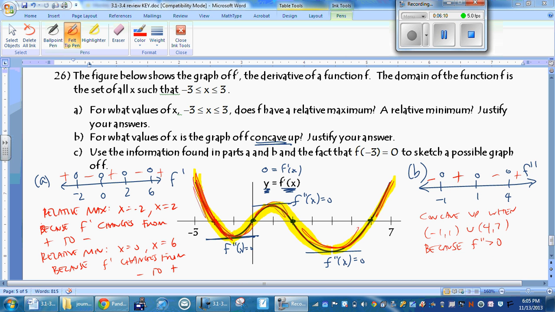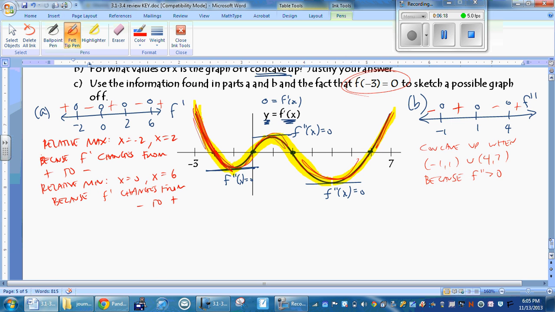All right, last part, we're supposed to use the information that we got from A and B and the fact that f of -3 equals 0 to sketch a graph. Well, the f of -3 equals 0 just tells us that the point (-3, 0) is on the graph of f. So that's kind of our starting point. Alright, so we want to look at these number lines. Here we realize from the first derivative number line we have a relative maximum at x equals -2.